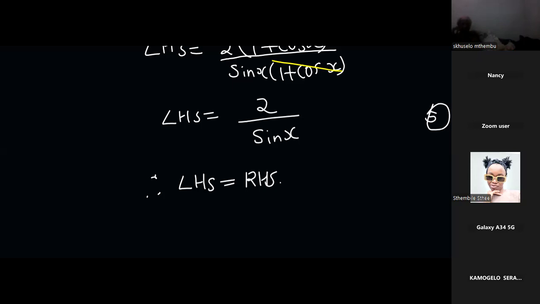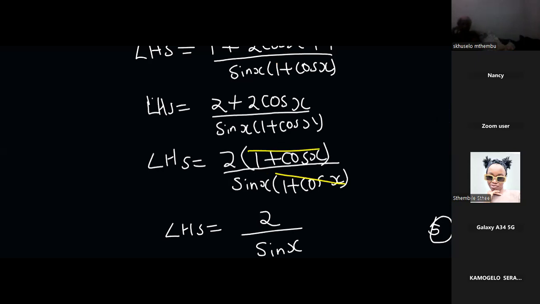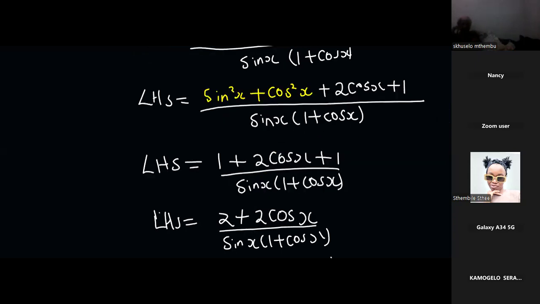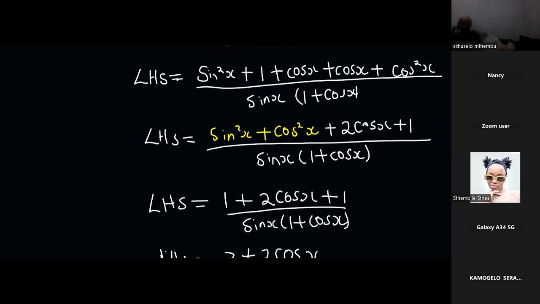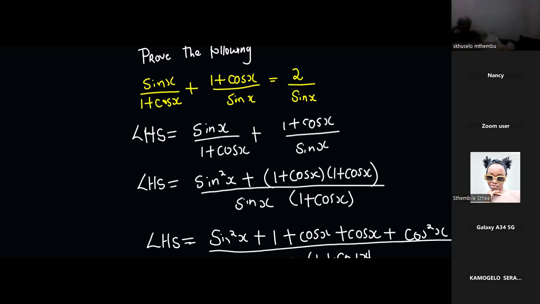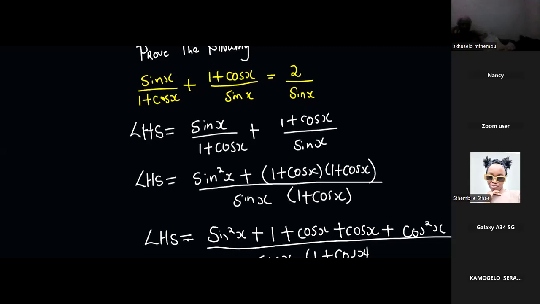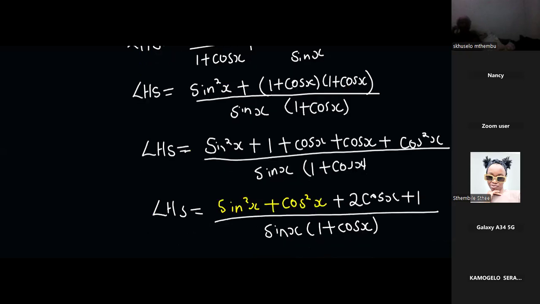Which line? Line number 4. Step number 4 from the question. Please communicate with me. Sin squared x plus 1 plus cos x plus cos x plus cos squared x.